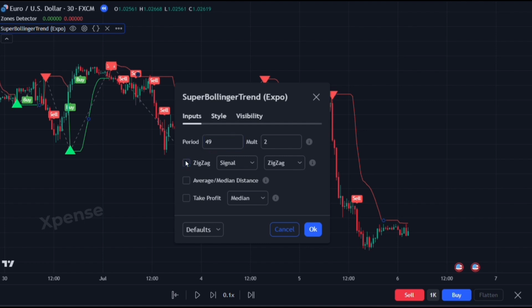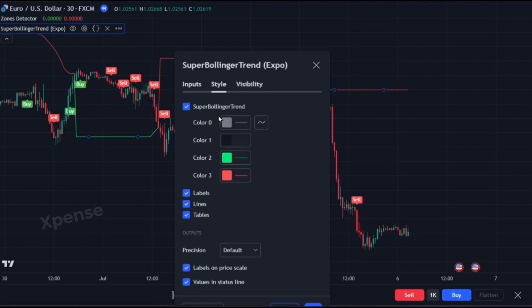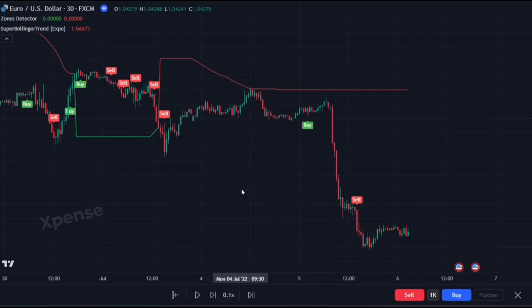Stop loss. Set it at the recent swing low or use the ATR indicator. Take profit. Aim for 1.5 times your risk. This approach minimizes exposure to risk and keeps you in line with the trend.